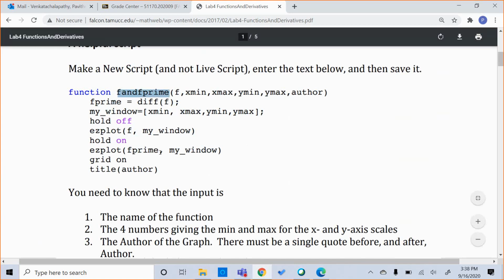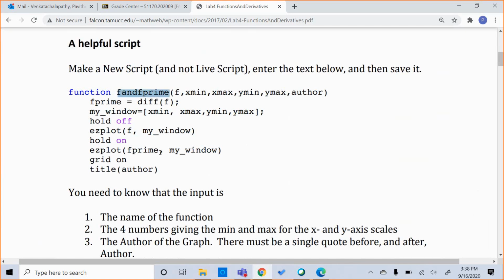So where do you do that? Where do you copy and paste it? You have to do it in the script file, normal script file. Okay. Let me do that in my tab.